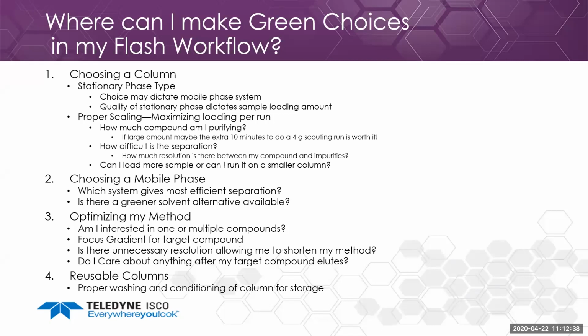And then maybe you're using reusable columns. So alternate stationary phases like the amine column or C18 or C18AQ. How do we get longevity out of those columns so we don't have to replace them as often? So we'll discuss that a little bit too.